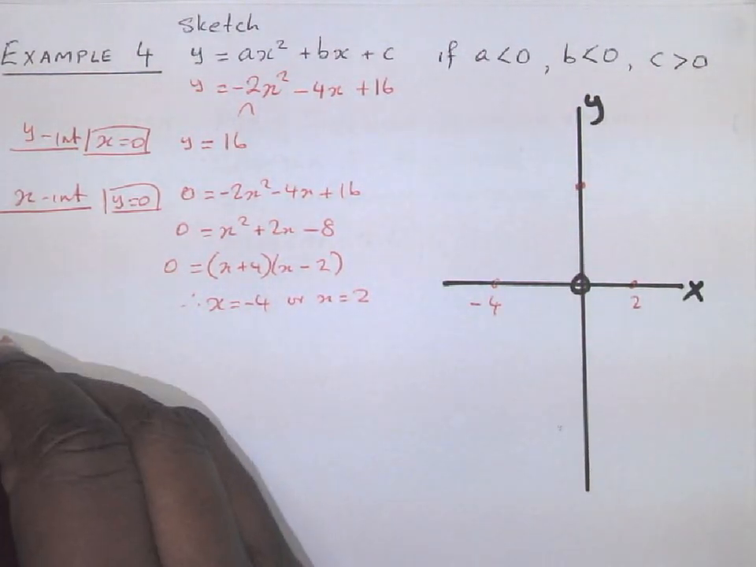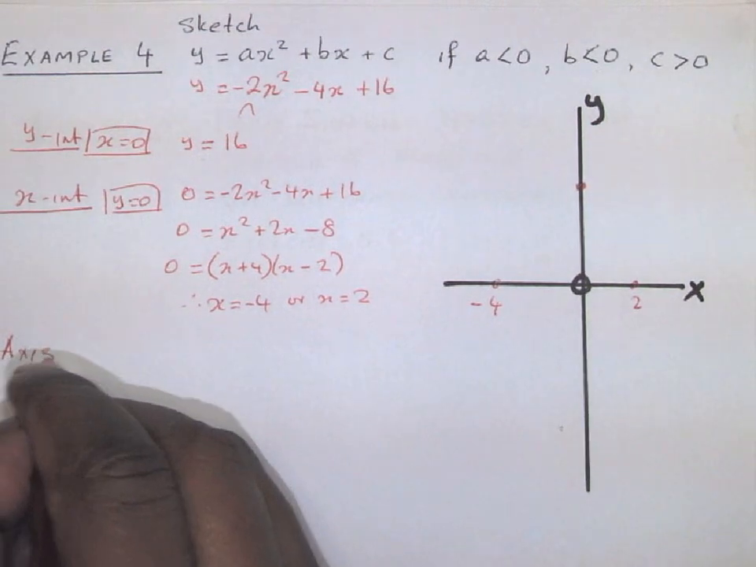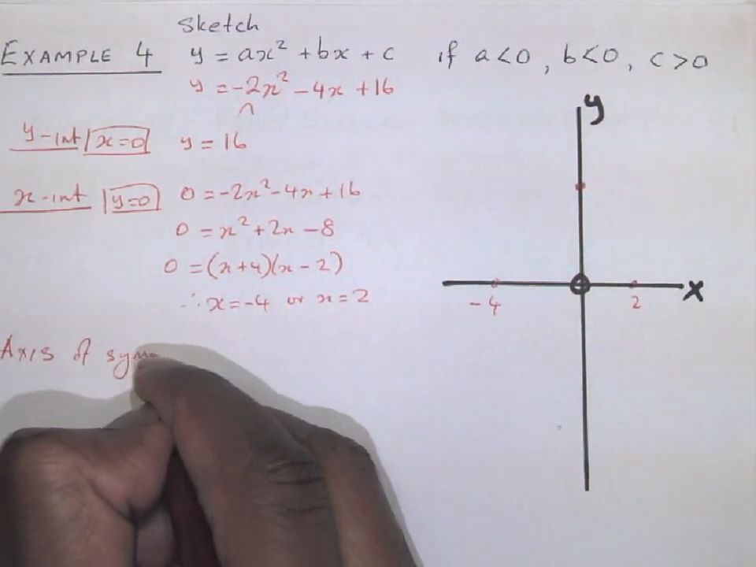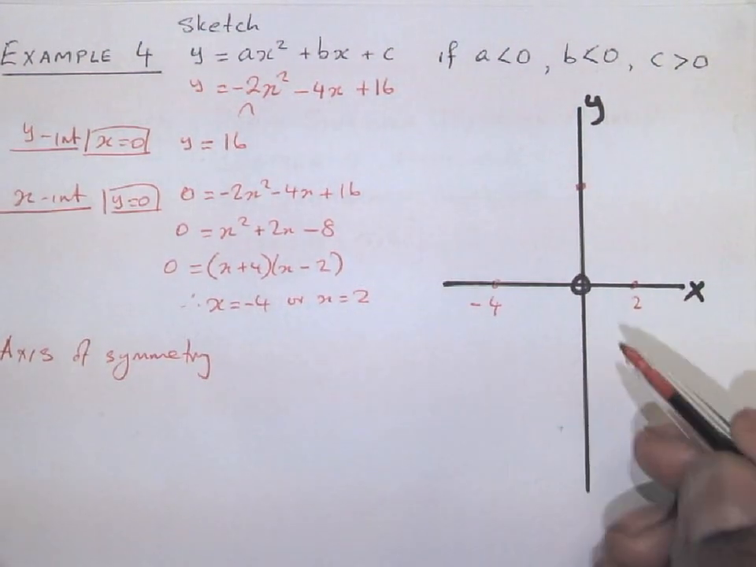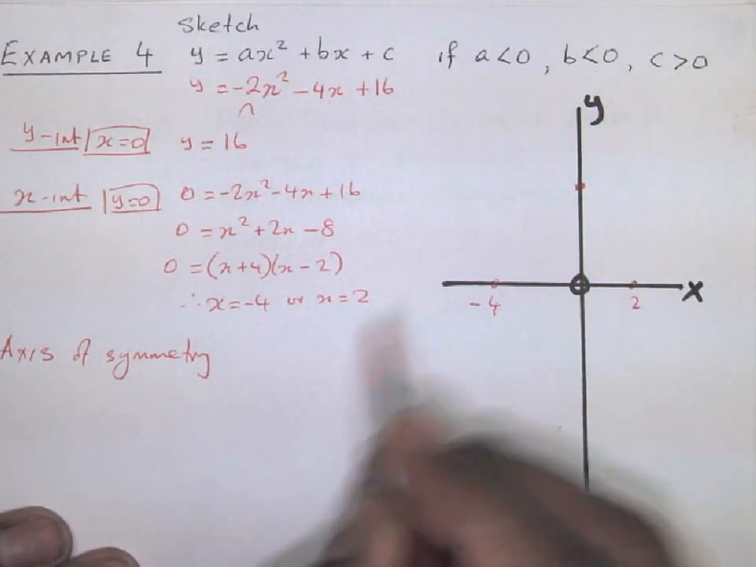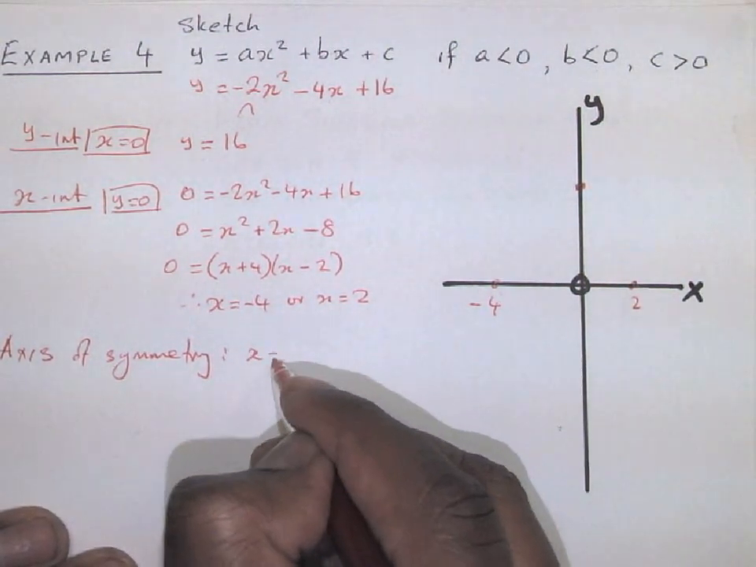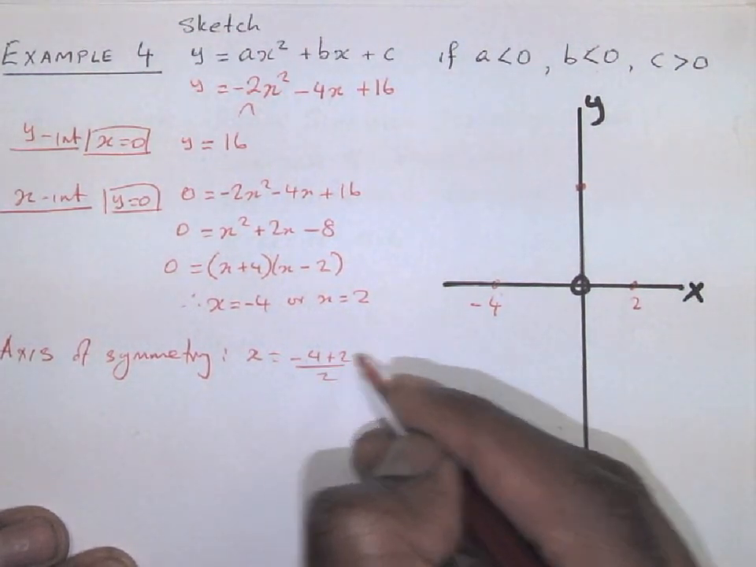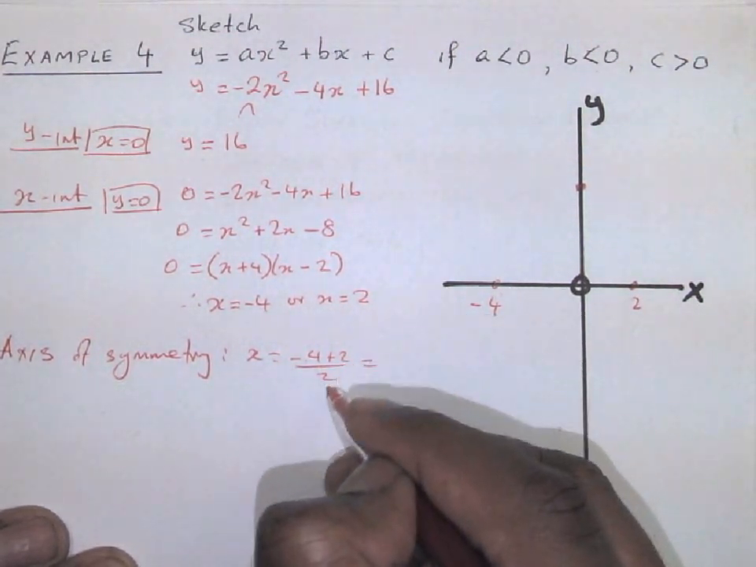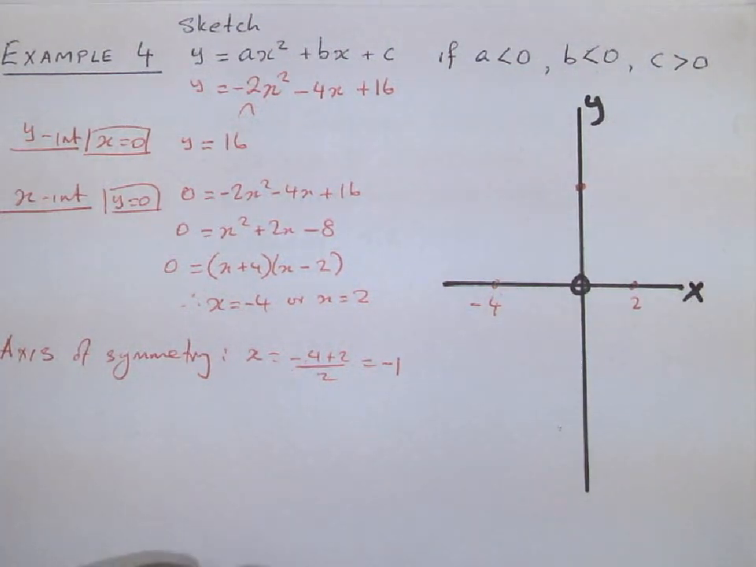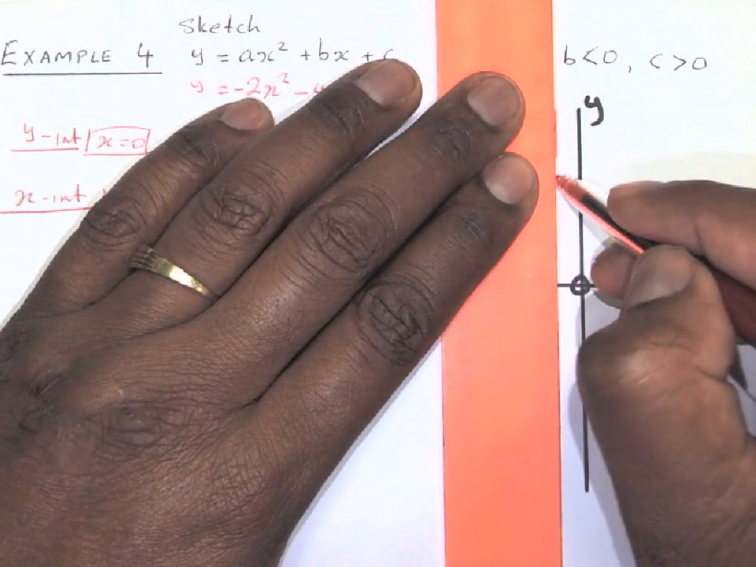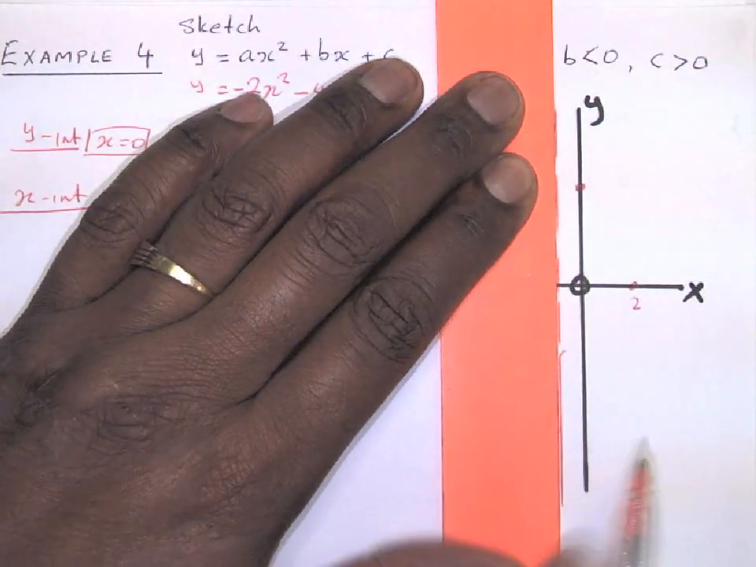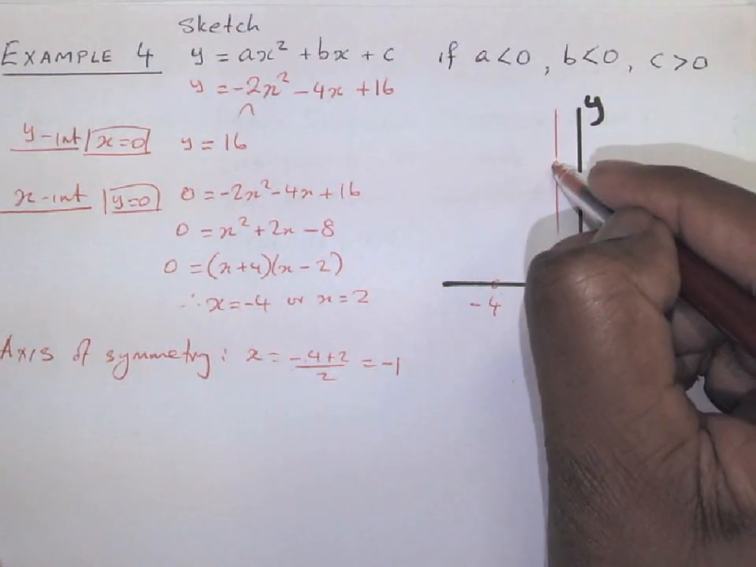Now what do we need? We need the axis of symmetry. We find it by adding these two numbers and dividing by 2. So x is equal to minus 4 plus 2, divided by 2. What's the answer? That is minus 2 over 2, then we get minus 1. So our axis of symmetry is at minus 1, a line going down like this. So therefore, our graph will have a turning point there.